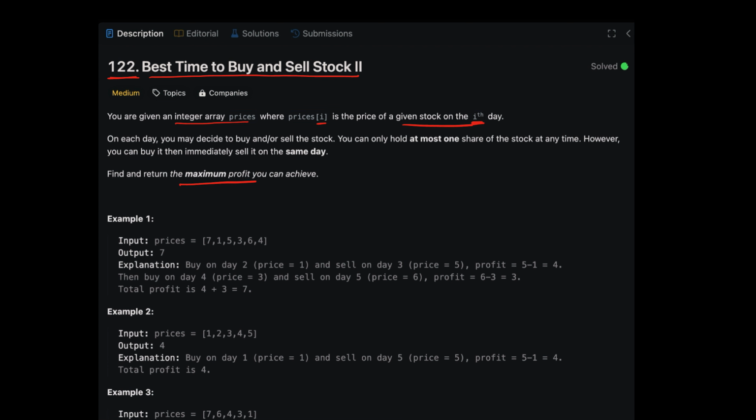We can make any number of transactions to maximize our profit. The only condition is that we cannot hold more than one stock at a given point of time.